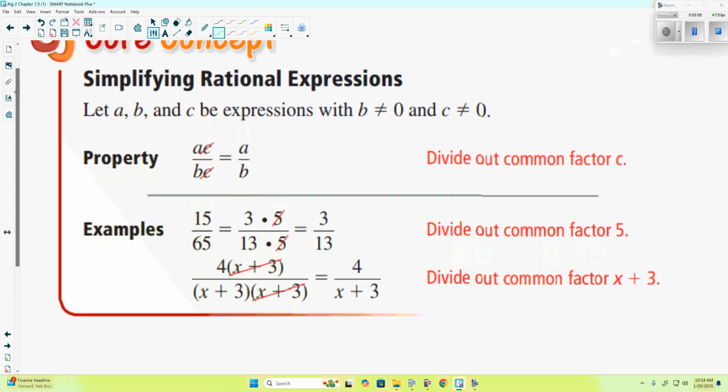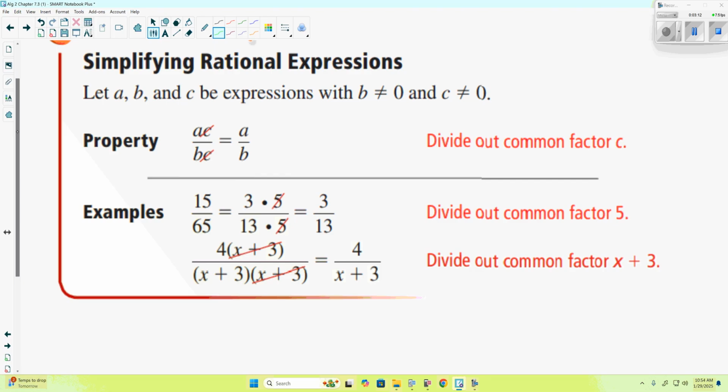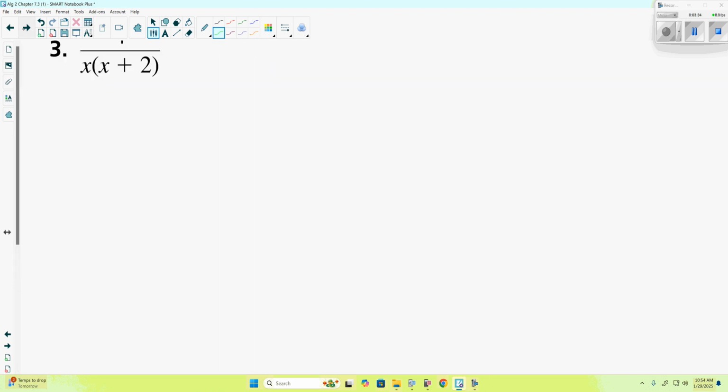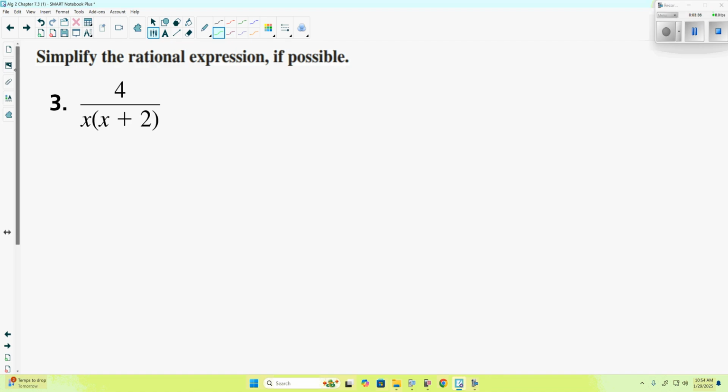So let a, b, and c be expressions with a and b different than 0, because we can't have a division of 0. If we do have something in common on top and bottom, we divide it out, we simplify it out. And we have this example here, 15 over 65. There's a greatest common factor of 5 on top and bottom. It can reduce out. Same with our second one. It has a common factor of x plus 3 on top and bottom. It reduces out. So if there is something in common on top and bottom, we have to reduce it. We have to simplify it out.